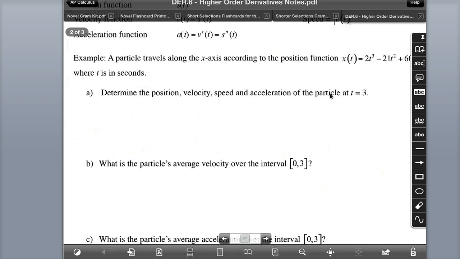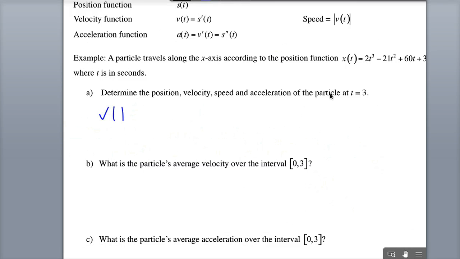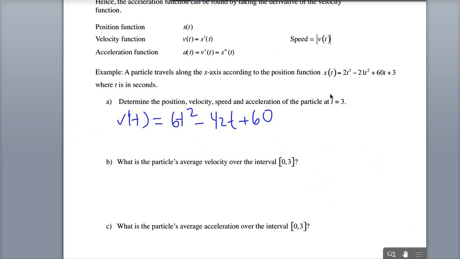So I'm going to write this as v for velocity, which is the first derivative of what they gave us. So it's going to be 6t squared minus 42t plus 60. So that is the derivative of this function right here. Now, it wants the speed and velocity at 3, so I will now plug in 3 and find out its velocity. Well, to make this quick, 3 squared is 9.